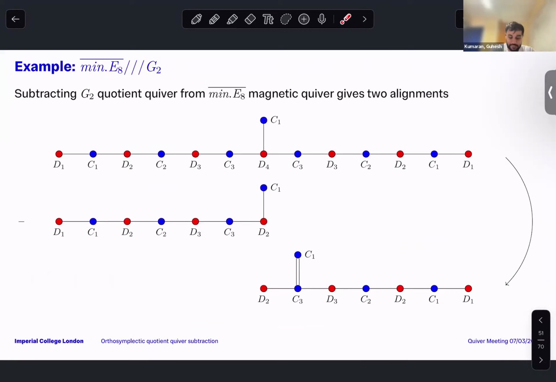So let's do the quotient quiver subtraction. What do we find? Here the D3, D1 up to C3 will get killed. D4 minus D2 gives me a D2. The C1 also gets killed here. So I just rebalance this C3 with 2. So I have C1.